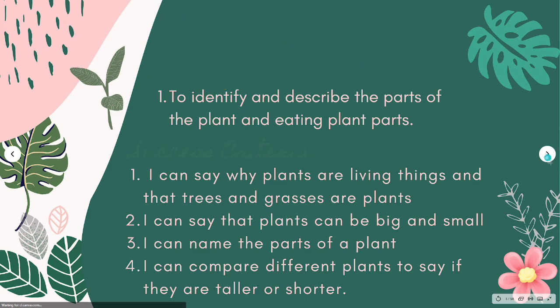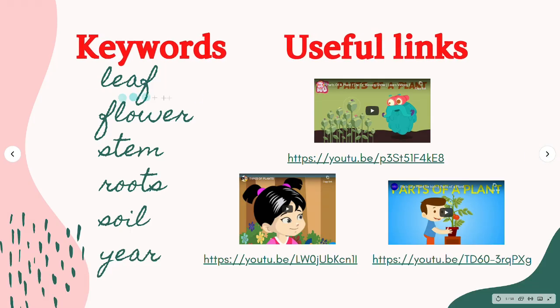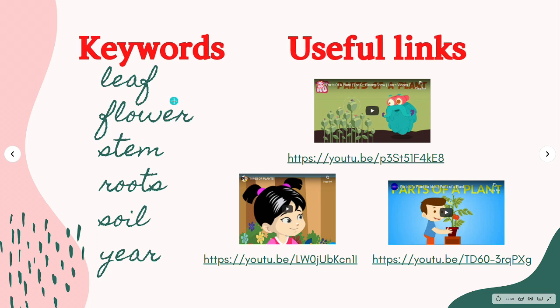These are the keywords. Leaf grows on a plant. Most leaves are flat and green. Flower, it is a part of a plant that is often brightly colored. Stem is the part of the plant that joins the roots to the leaves. Roots, this is the part of the plant usually found under the soil. And the soil is a mix of tiny bits of rock, living things, and dying plants. Year, it means 365 days.